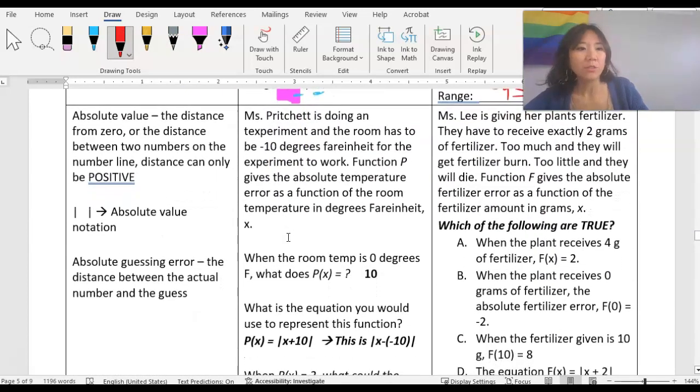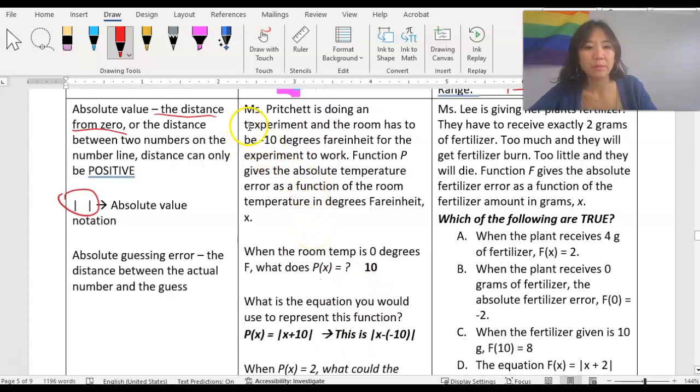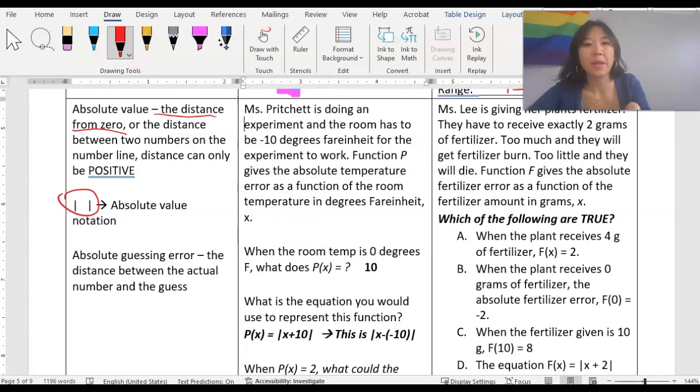All right, our absolute value is the distance from 0. So remember, this is always going to be a positive number. These are our modulus bars or the absolute value notation. So we have this example: Ms. Pritchett is doing an experiment, and the room has to be -10 degrees Fahrenheit for the experiment to work.